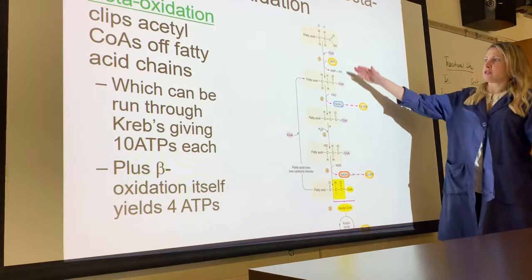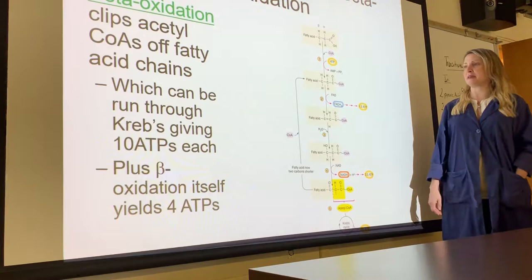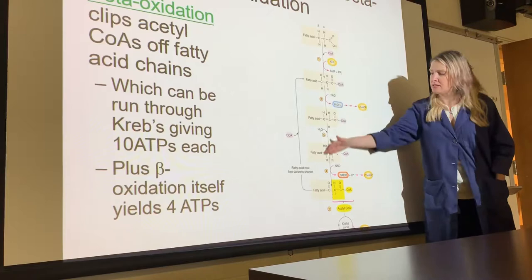The key thing to know about it is how many ATP is generated. So we have 2.5 here for a total of 4 ATP. Beta oxidation yields 4 ATP molecules. So this process, beta oxidation, yields 4 ATP.